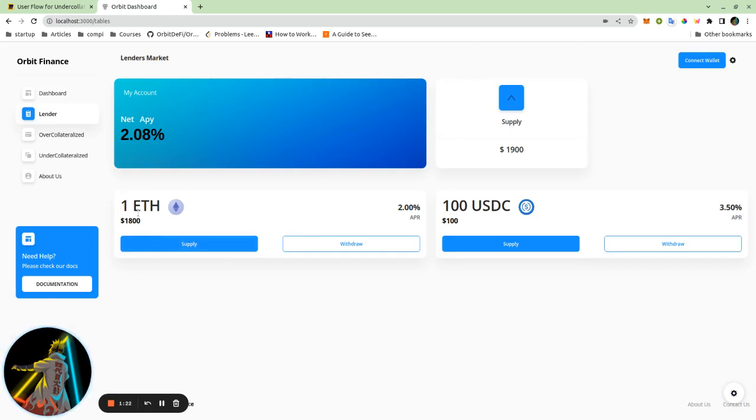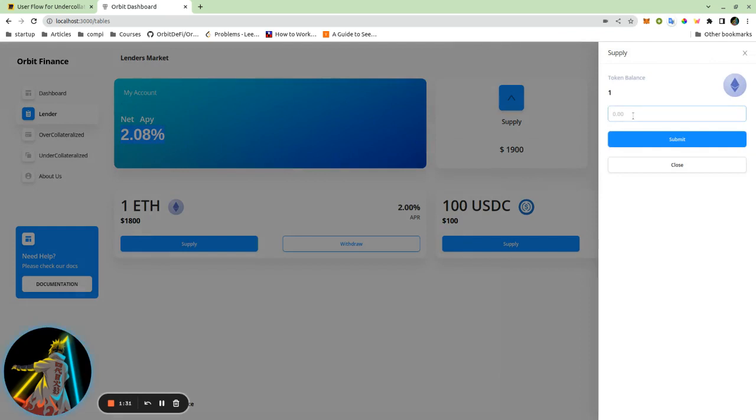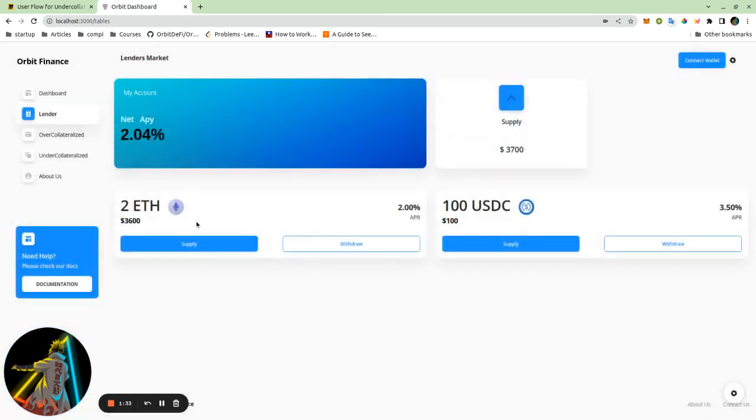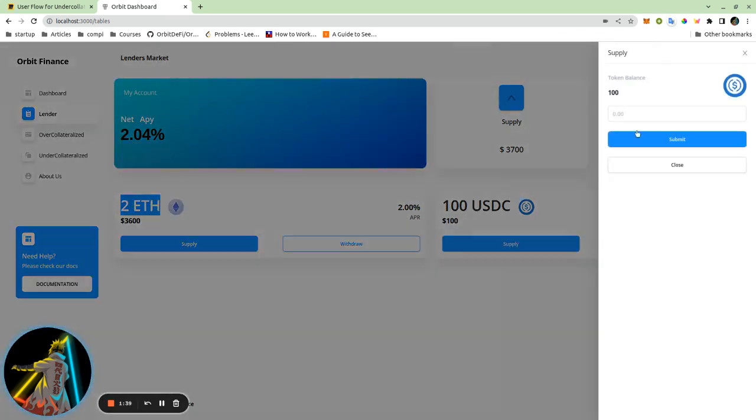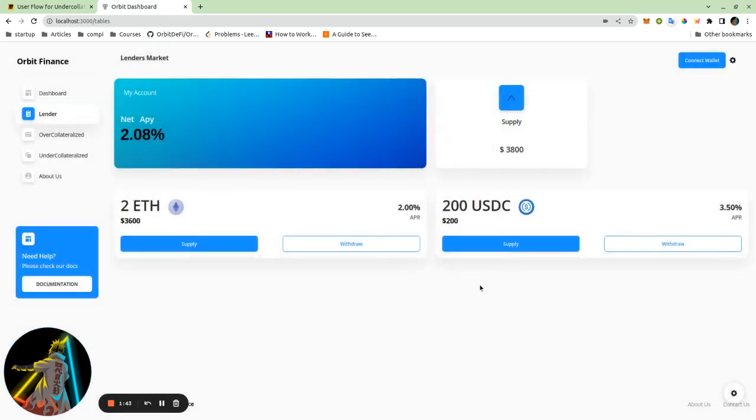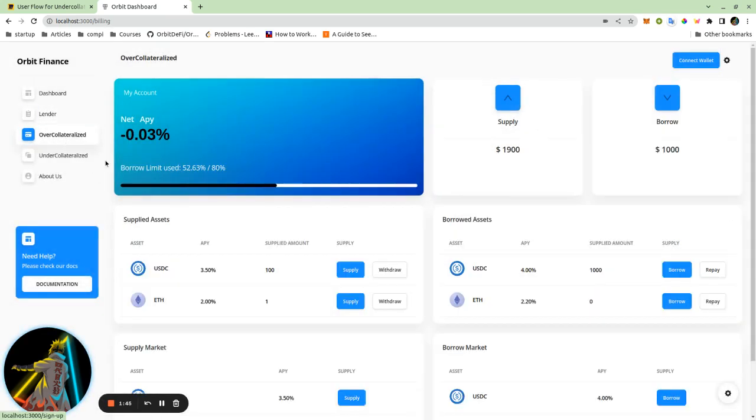So as you can see, this lender has supplied one ETH and 100 USDC previously, and his net APY is 2.08%. So let's try to supply some more ETH. As you can see, the ETH supply increased, and it's just a single click UI where you can supply any amount you want. So for the demo's purpose, I have infinite money. So now let's go to the over collateralized market.